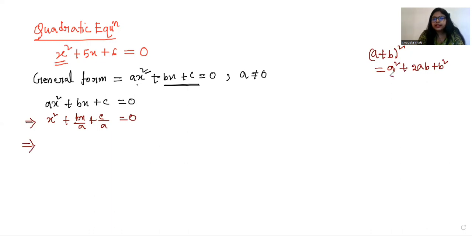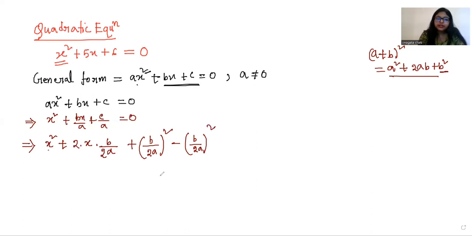Now, if we want to use this algebraic identity, x square is a square. So let's write here x square plus 2 into x into, we cannot take an extra term, right? So here is b by a, but see here we took 2 extra, that means we need to divide by 2. Now see, the 2 will be cancelled, the term is bx by a. This is the 2ab term, that means this is b. So we now have to take b square, that means b by 2a whole square. But this is an extra term, so we have to subtract it also: b by 2a whole square. So see, this will be cancelled, that means there is no extra term. Plus c by a is equal to 0.